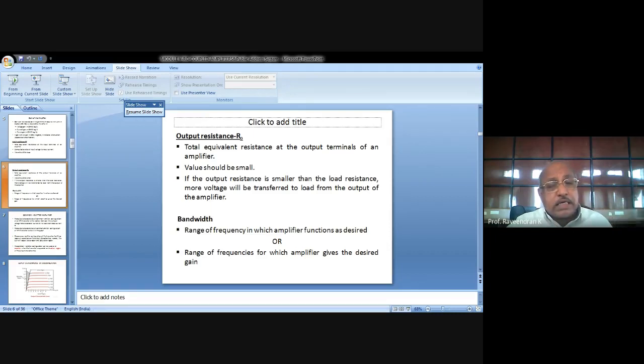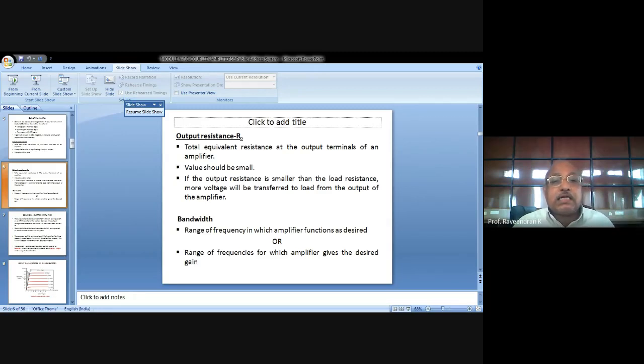What is meant by biasing? Biasing is giving the DC voltages to the junctions of the transistor with the proper polarity. What are those junctions in a CE configuration? There are two junctions. One is the base emitter junction, that is the input side. That junction must be forward biased because that is a PN junction that must be forward biased. That is the input PN junction.